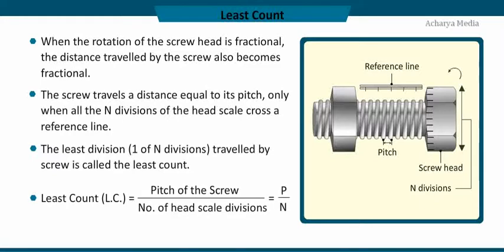Thus, least count is equal to the pitch of the screw divided by the number of head scale divisions. If the pitch of the screw is P and the number of head scale divisions is N, then the least count, LC, is equal to P divided by N.